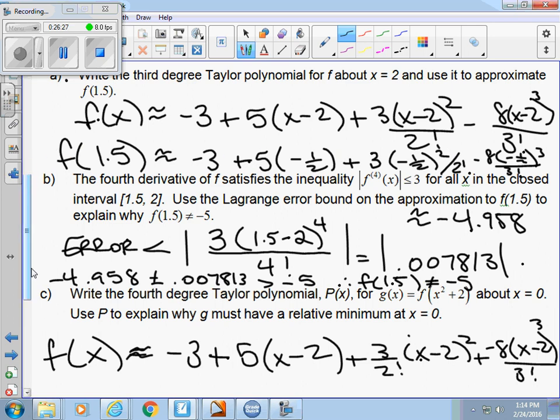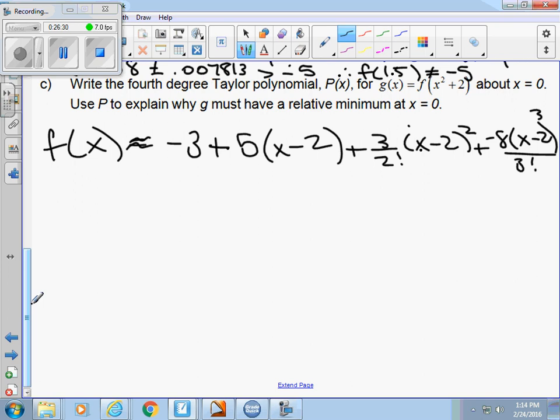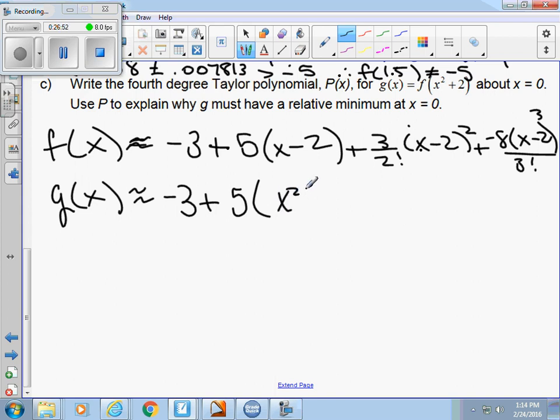Cool. All right, so this is f of x. I want f of x squared plus 2. What do you do if you want f of x squared plus 2? Everywhere you see an x, you put x squared plus 2. Well, what is x squared plus 2 minus 2? So it's a composition of functions. We're just putting in the x squared plus 2 where x is.